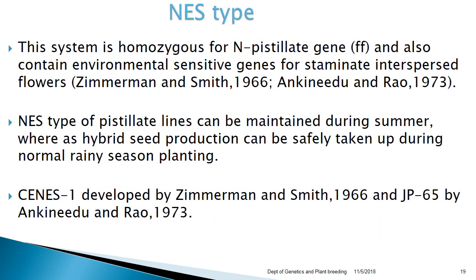NES type, this is the third type of pistillate condition which is homozygous for N pistillate gene, that is small ff, and also contains environmental sensitive genes for staminate interspersed flowers. NES type of pistillate line can be maintained during summer whereas hybrid seed production can be safely taken up during normal rainy season planting. Senes 1, developed by Zimmerman and Smith during 1966 and JP65 by Enkinidu and Rao in 1973, are NES type of lines.